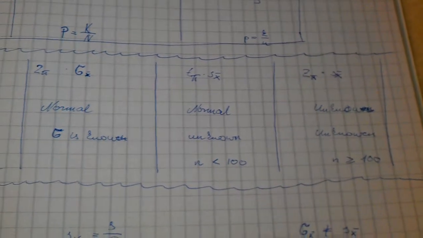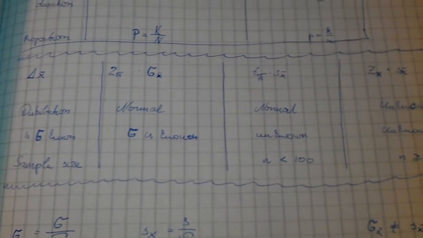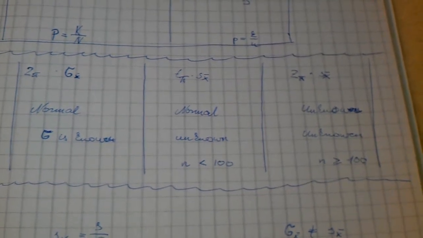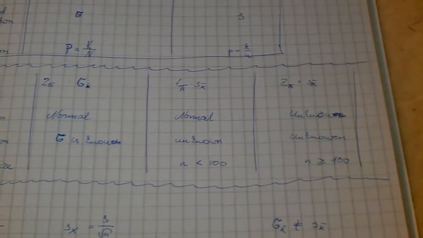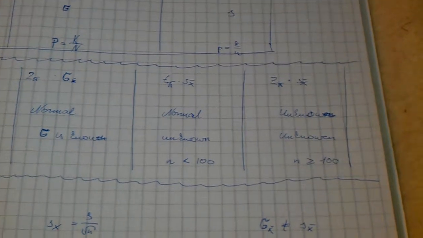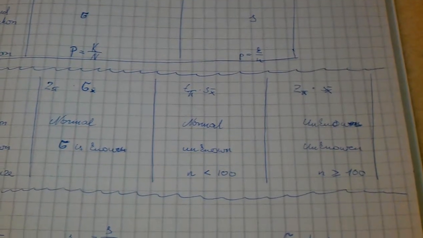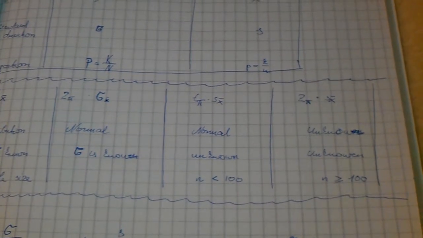So there might be three cases, depending on the distribution, sigma, and the sample size. When the distribution is unknown, then we have to use the Z_p times S_x, and then sigma is unknown as well, and the sample size is greater than 100.